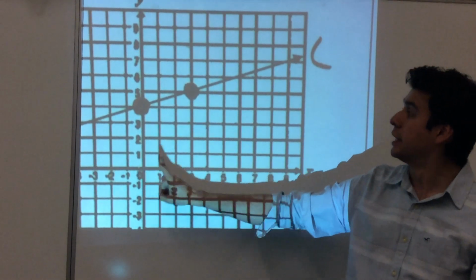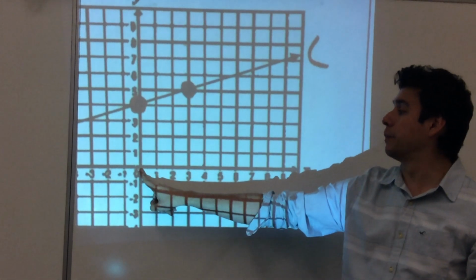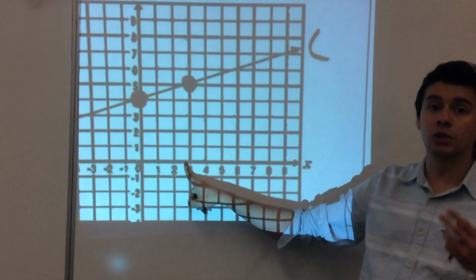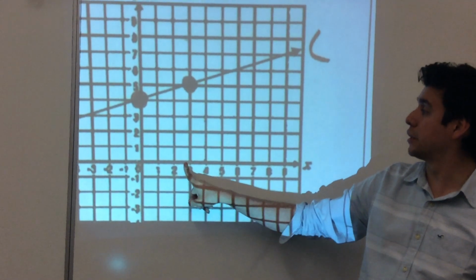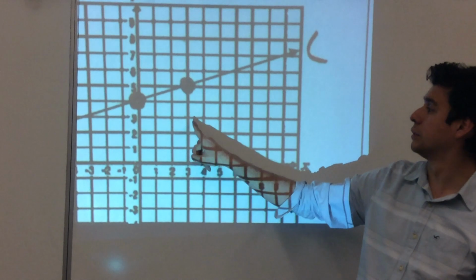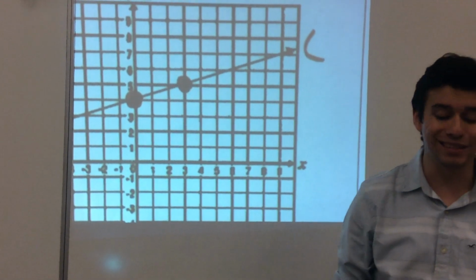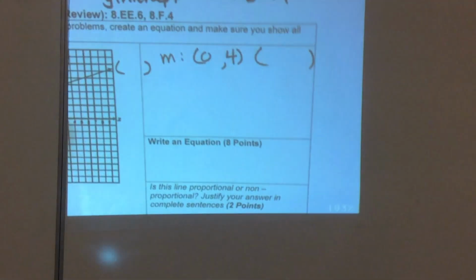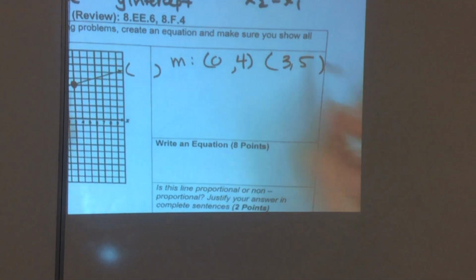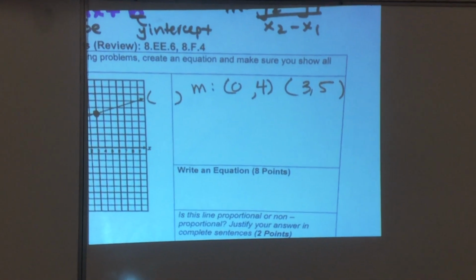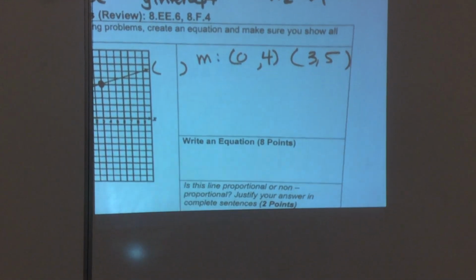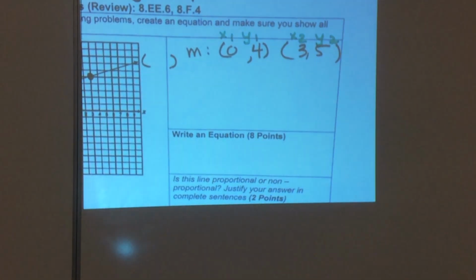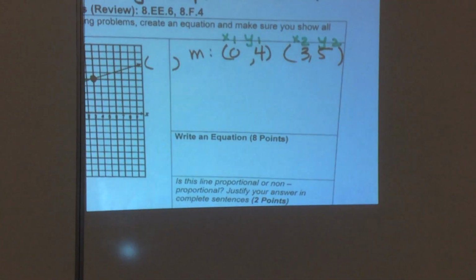You start at the origin. If you want to get to that point, how many spaces do you go to the right? 1, 2, 3. So you go 3 spaces to the right, and then how many do you go up? 1, 2, 3, 4, 5. So the point is 3, 5. Okay? So the other point is 3, 5. And now you know how to do this. I hope you didn't forget. This is x1, y1, x2, y2. Okay? Let's plug it into your slope formula.